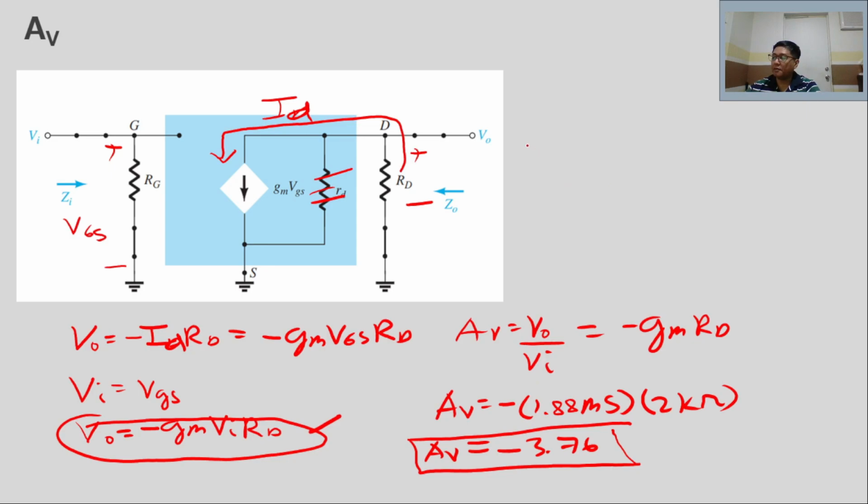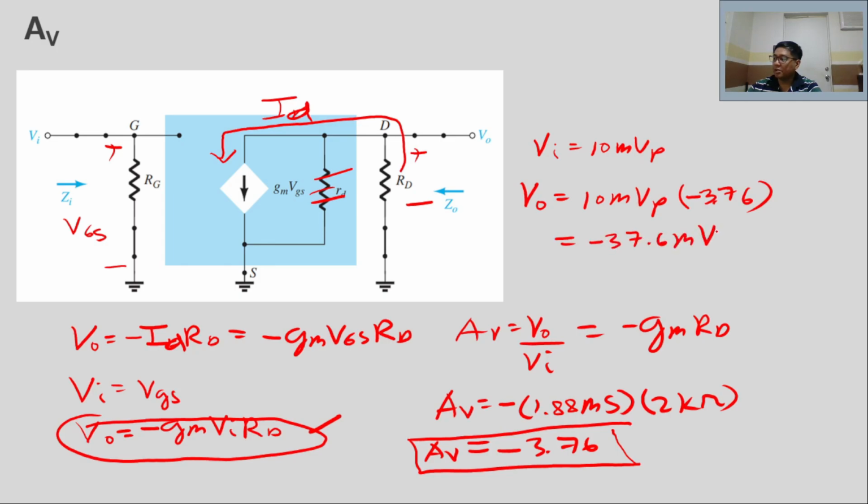So for example, if the input voltage is, let's say, 10 millivolts peak, the output would be equal to the input 10 millivolts peak times the gain of negative 3.76. So we have negative 37.6 millivolts peak.